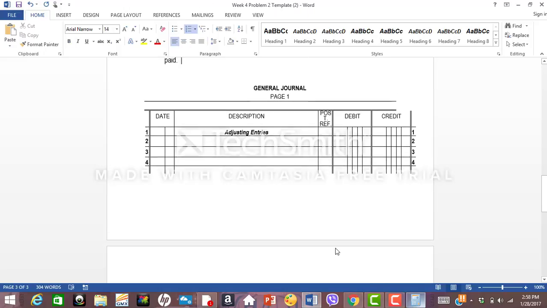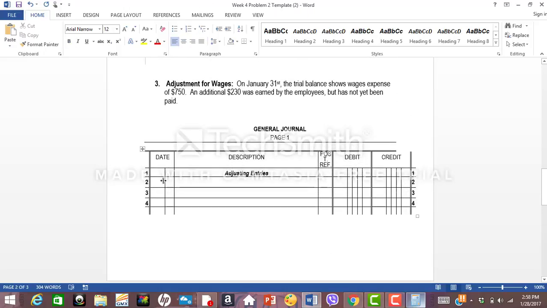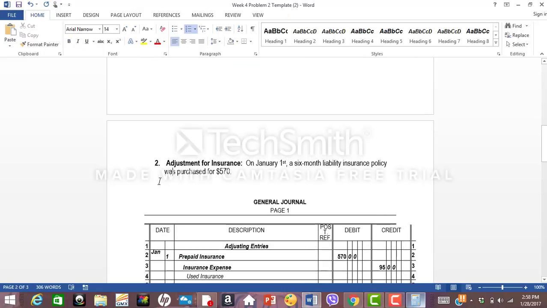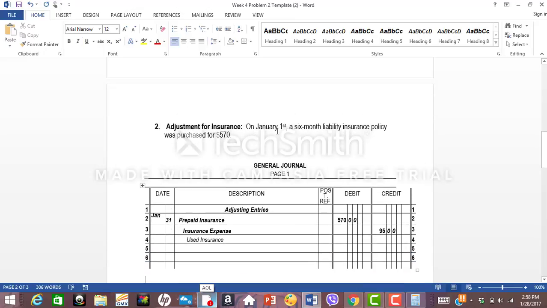The next part is adjustment for wages on January 31st. And by the way, if you look up here, I want you to say January 31st here, because you bought it on January 1st, but then you're making the general journal for January 31st. Unfortunately, it doesn't actually say that, but that's the only thing that makes sense, because if this was the only thing, then you would have just said prepaid insurance and cash. But it's basically adjustment of insurance after 1 month, which is all of these questions right here.